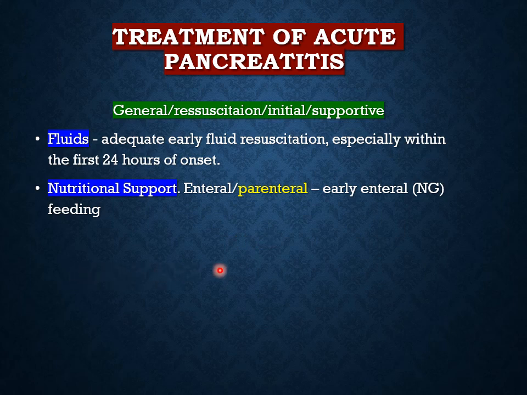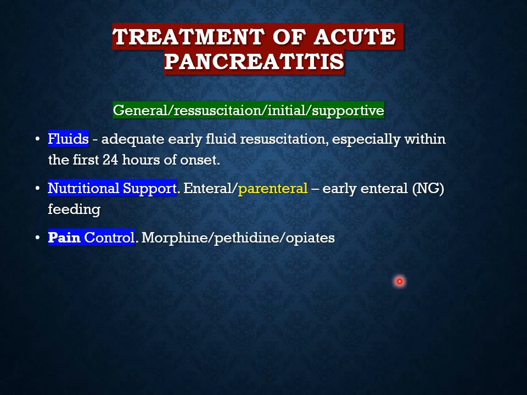Treatment of underlying cause, and if other organs are involved, then you need to give supportive treatment. It's a multidisciplinary management. Acute renal failure may need hemodialysis. Multi-organ failures, the gallstone must be treated, removal of the gallstone.